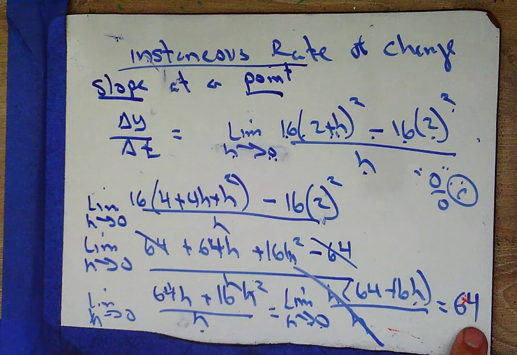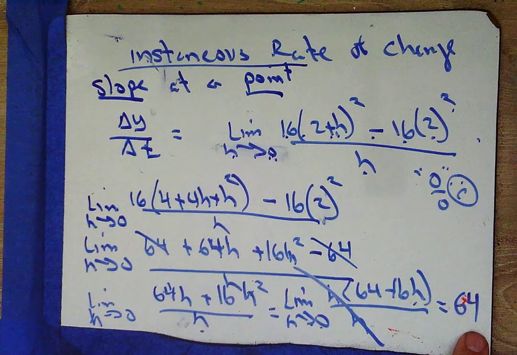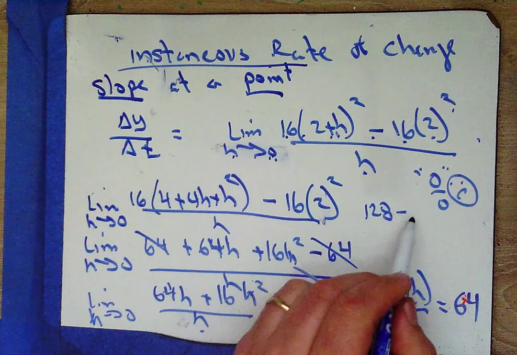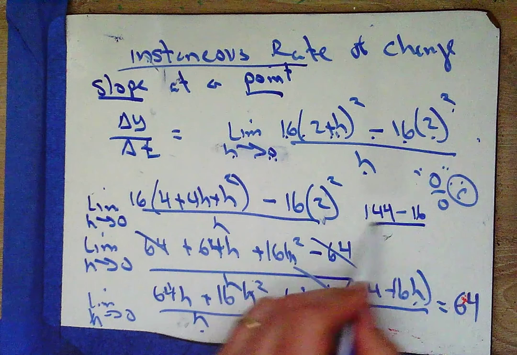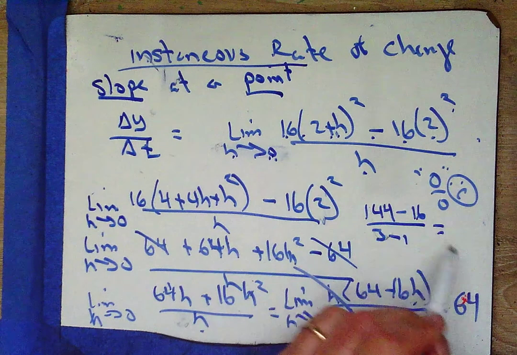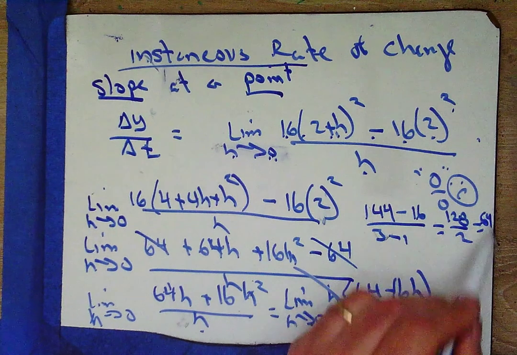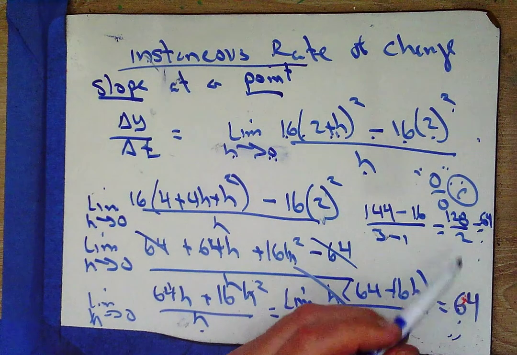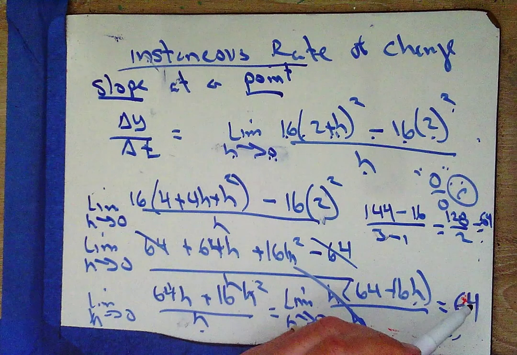Now remember, we did the average rate of change, and what did we come up with? We said that was going to be 128, no, it was going to be 144 minus 16 over 3 minus 1, and we said that was 128 over 2, and that was also 64. You know, it's interesting that both the average rate of change and the instantaneous rate of change is 64, because that definitely doesn't happen all the time.